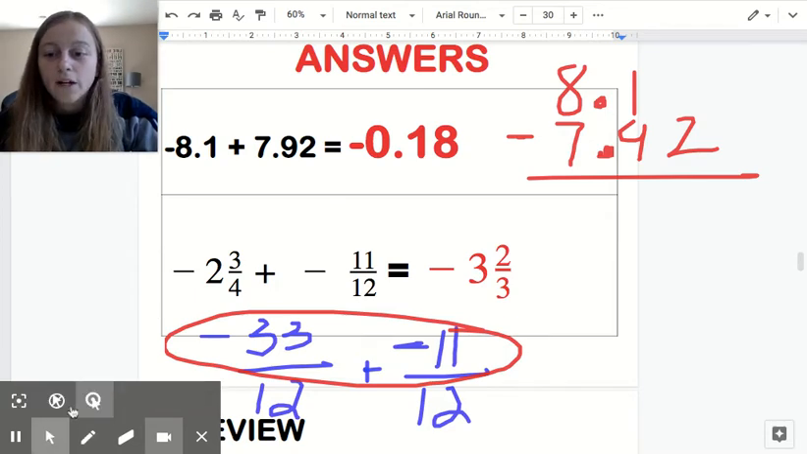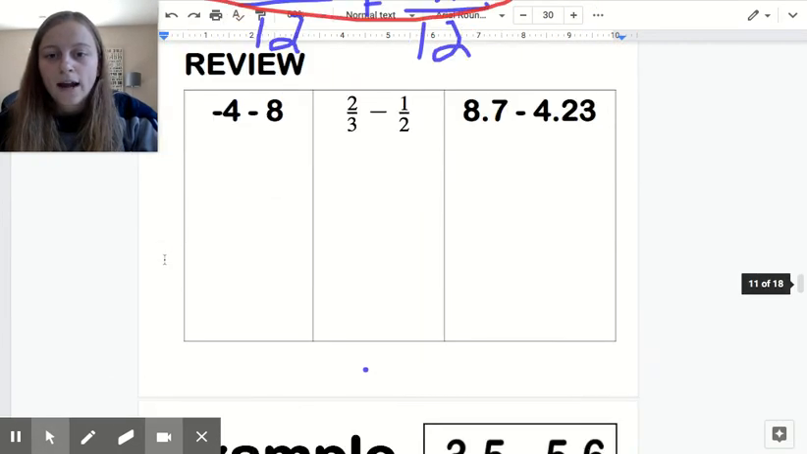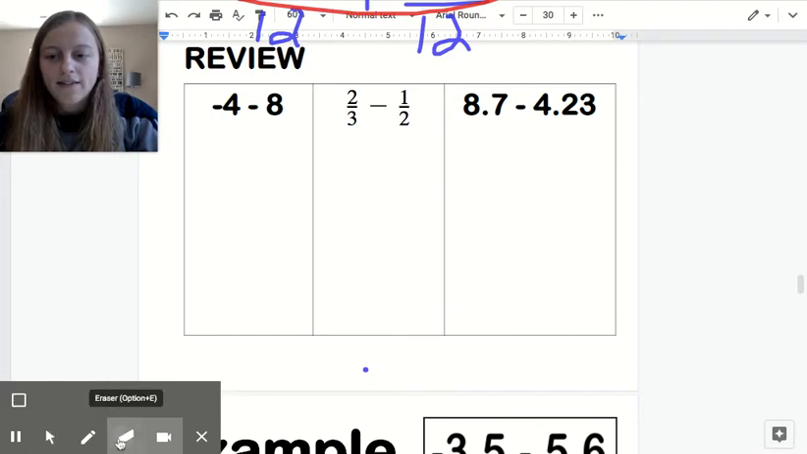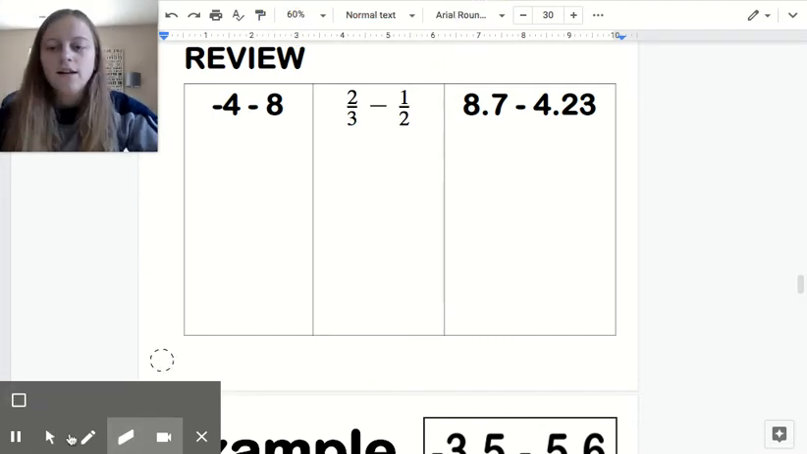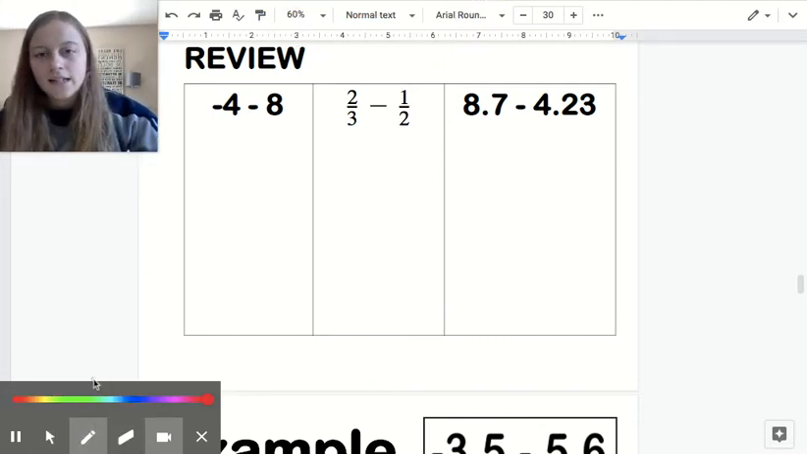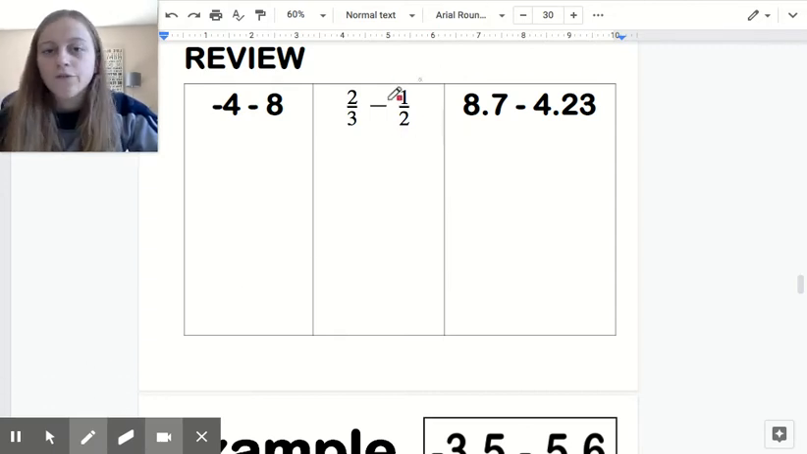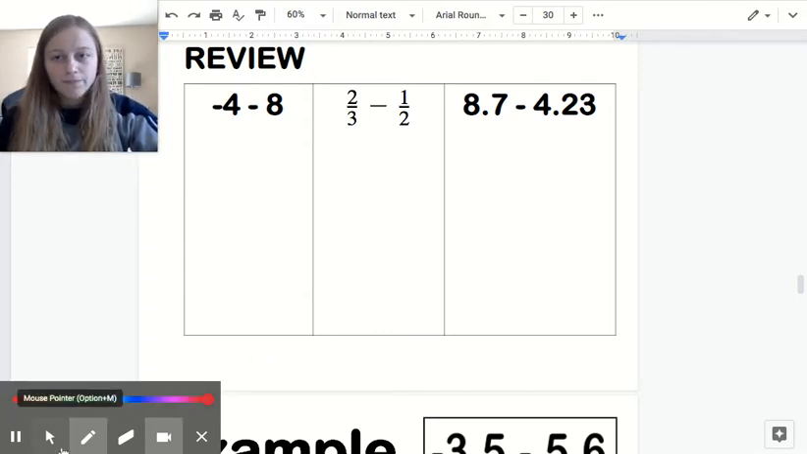Okay, now we're going to move on to subtracting. I want to point out that this is review here. Negative 4 minus 8, subtracting fractions and subtracting decimals. Go ahead and try these three in your notebook. They are review at this point.